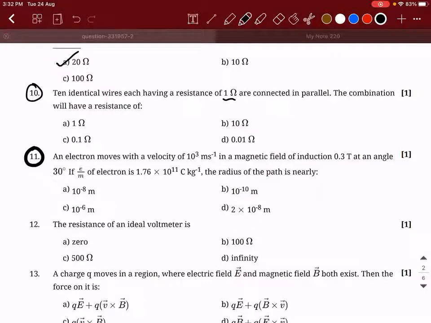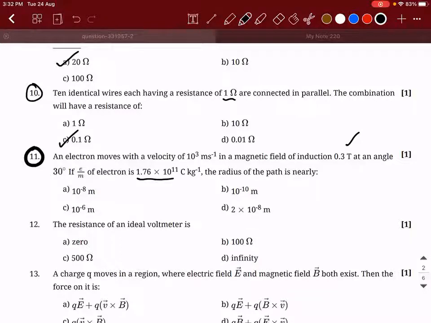0.1 ohms. 0.1. That's right. So then there is an electron which moves with a velocity of 10 power 3 meters per second, so 1000 meters per second, in a magnetic field of induction 0.3 Tesla at an angle of 30 degrees. If E by M ratio is 1.76 into 10 power 11 coulomb per kilogram, find the radius of the circular path. How to solve this?